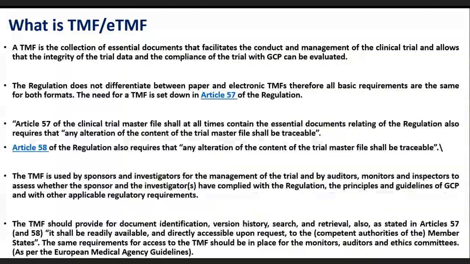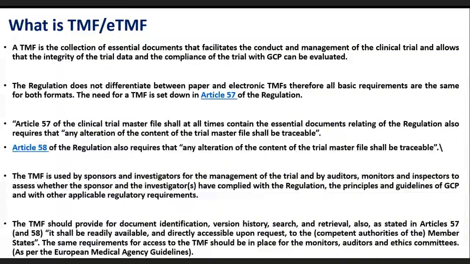TMF is a collection of essential documents that facilitate the conduct and management of clinical trials and allow the integrity of the trial data and the compliance of the trials with GCP to be evaluated. In layman's terms, TMF is nothing but the collection of essential documents which need to be there to conduct any clinical trial, and that also allows the integrity of the data to be evaluated as per ICH GCP.